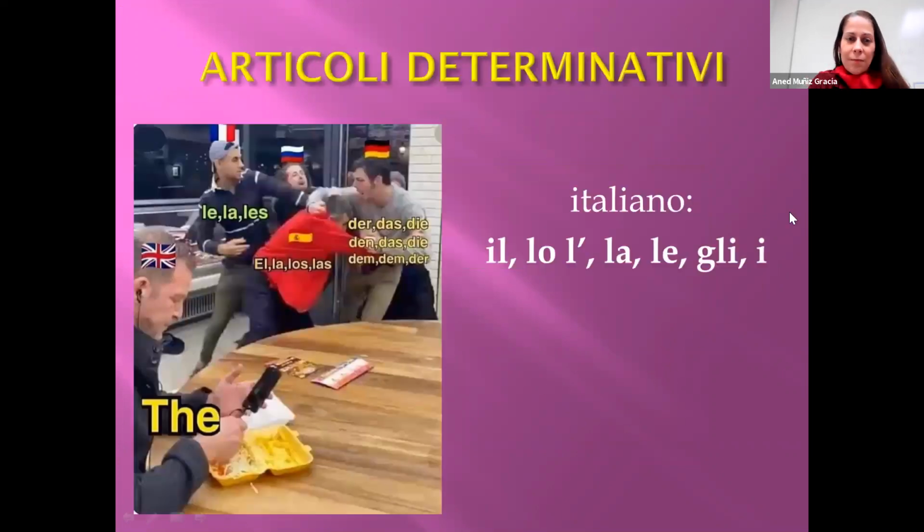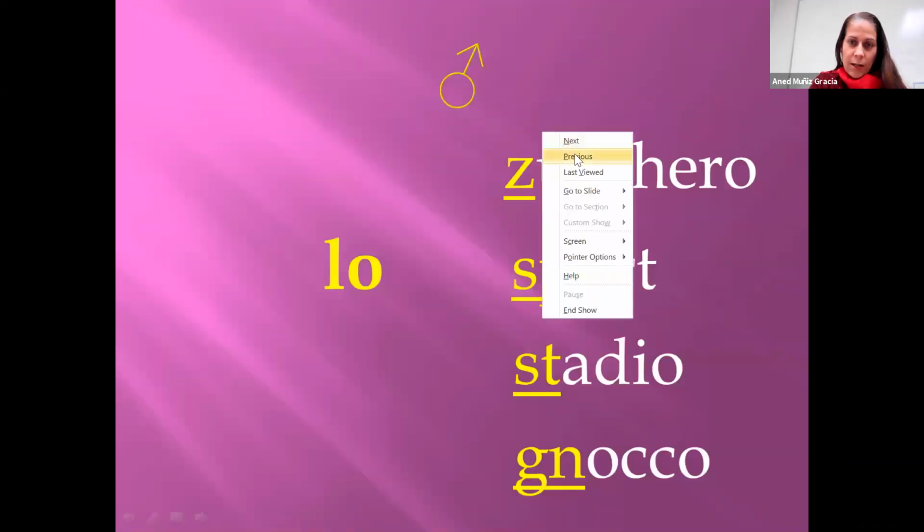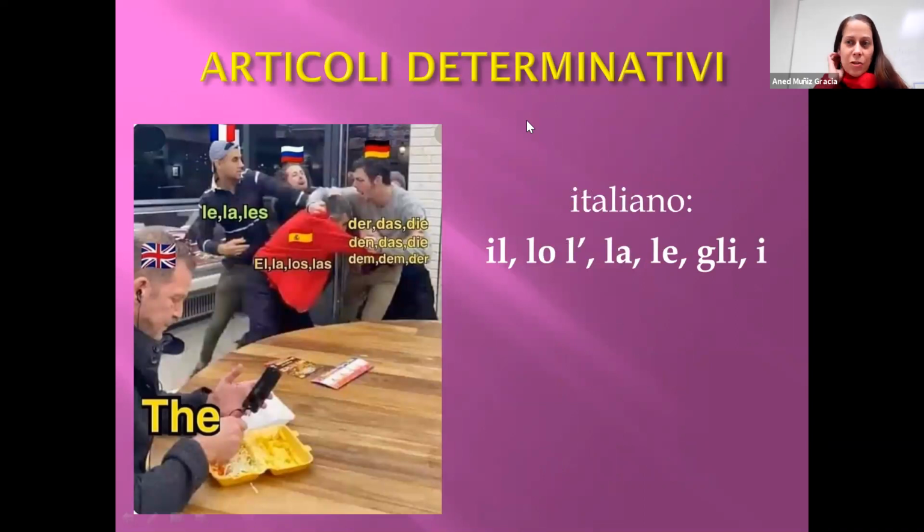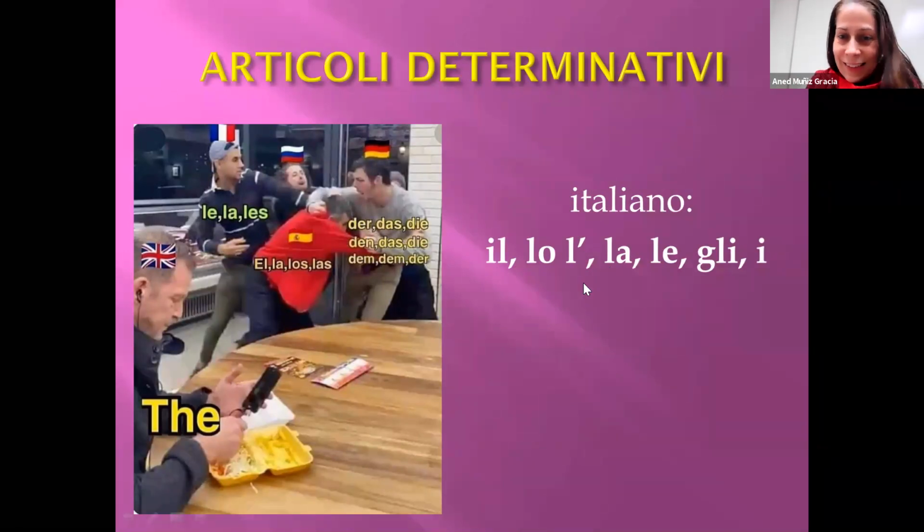Well, as you can see over here, scusatemi. English uses only one article, while you see French, 3, Spanish uses 4. Well, German has der, die, das, and then the plural die. Italian has 7 articles that mean the same as the. So Italian has almost as many as German.